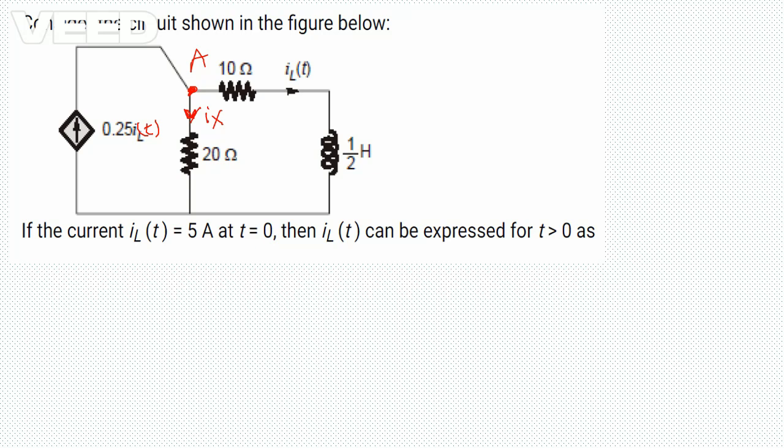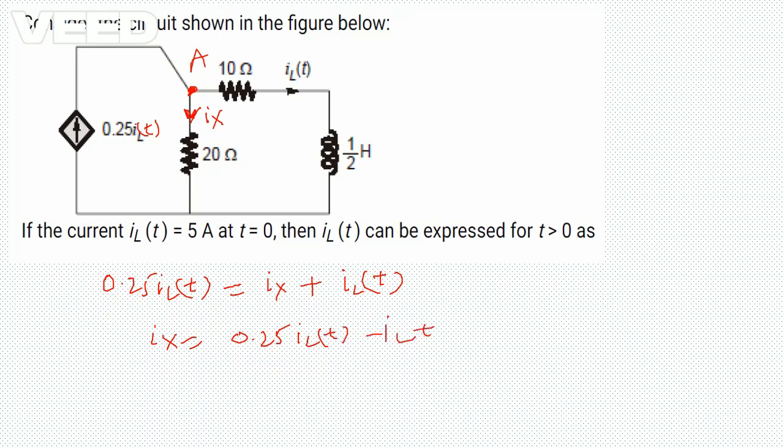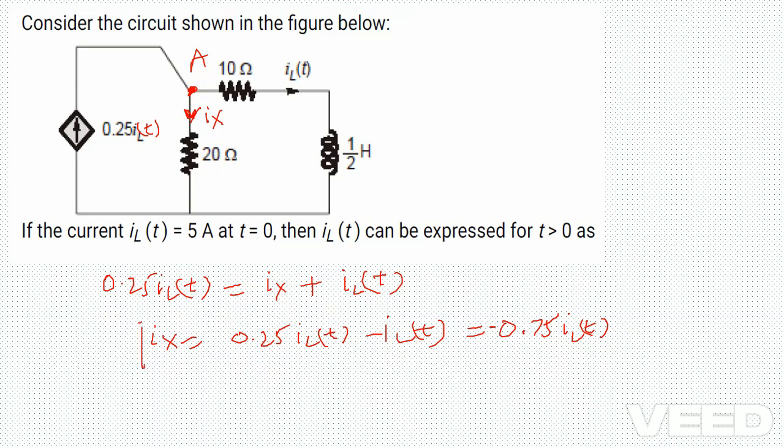So we can write it as 0.25 IL of t is going to be equal to Ix plus IL of t. From here, if you calculate Ix of t, you get 0.25 IL of t minus IL of t, which comes out to be minus 0.75 IL of t. This is the current which is flowing across the 20 ohm resistor. So now one task is done. We have found the Ix value.